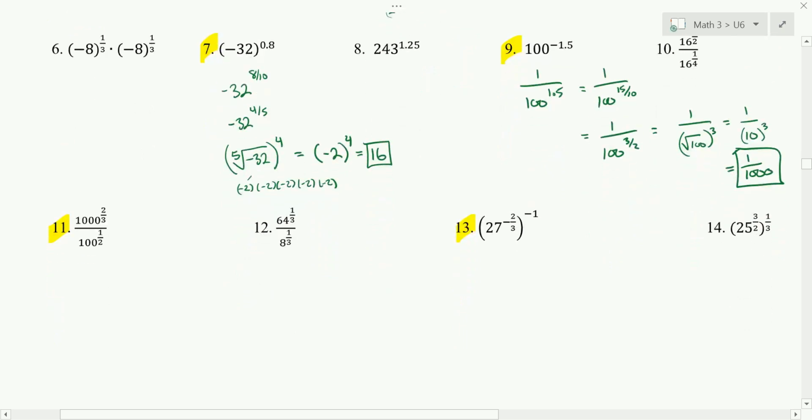Number 11, we're looking at the cube root of 1,000 squared divided by the square root of 100. Well, the cube root of 1,000 is 10, and we're going to need to square that, divided by the square root of 100, which is 10. So you have 10 squared over 10, which is 10.